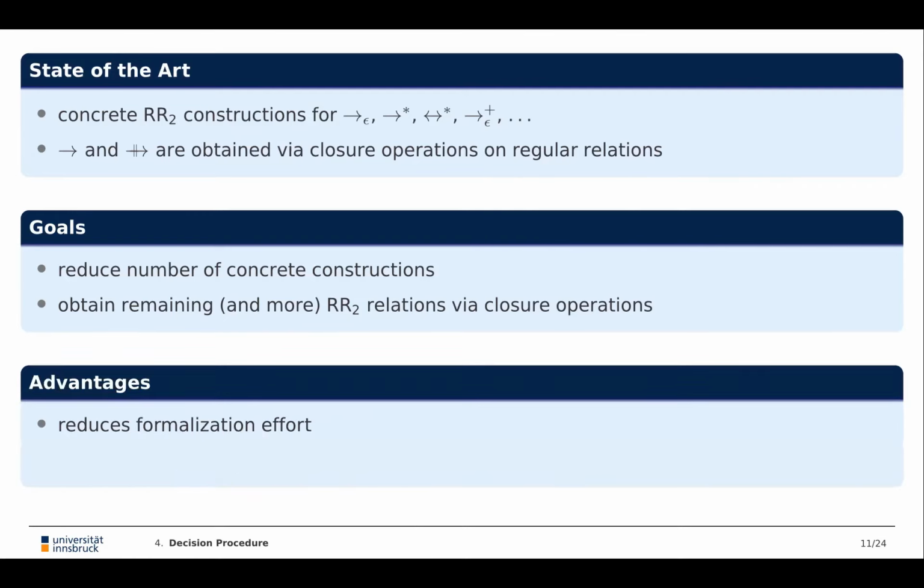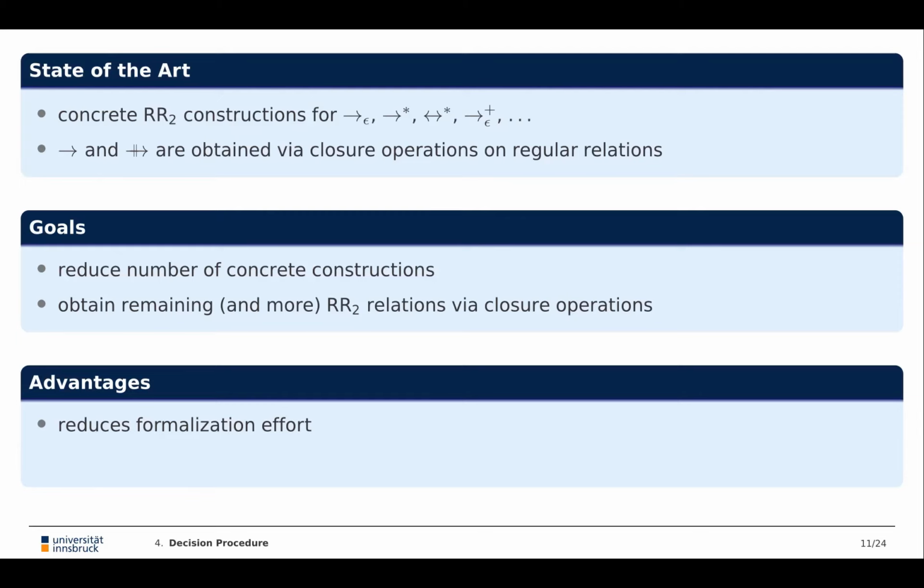Why do we want this? Well, the advantage is that it comes with a greatly reduced formalization effort. If we would not do this, we would require correctness proofs for every single construction mentioned above, which, as you have seen, can be quite a few.